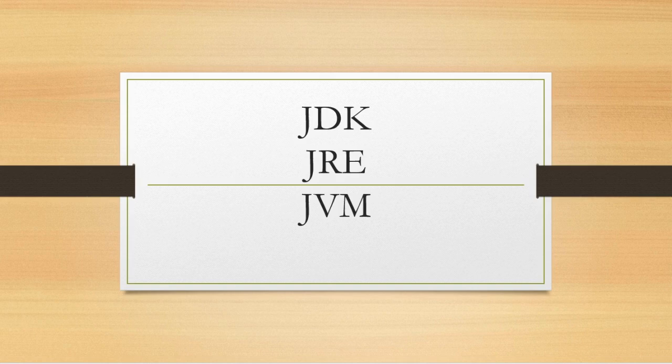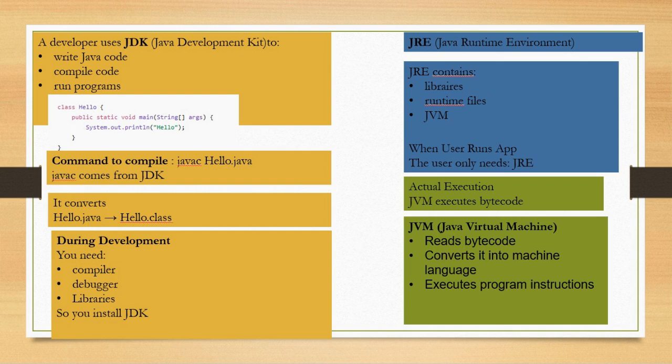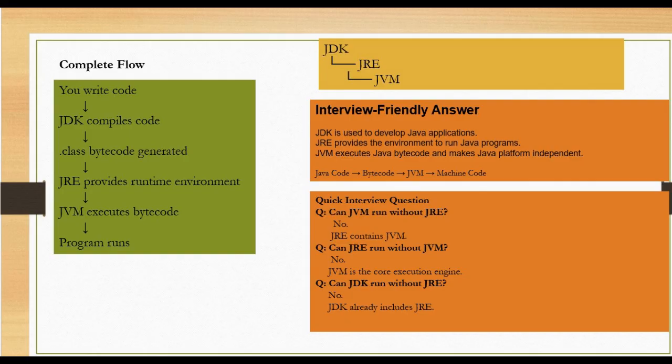Today we are going to explore JDK, JRE, JVM. JDK is the Java Development Kit, used to write programs, that provides the compiler, debugger and other libraries for development. JRE is the runtime environment that contains libraries, runtime files and the JVM. And JVM is the Java Virtual Machine that reads bytecode, converts it into machine language, and executes program instructions.